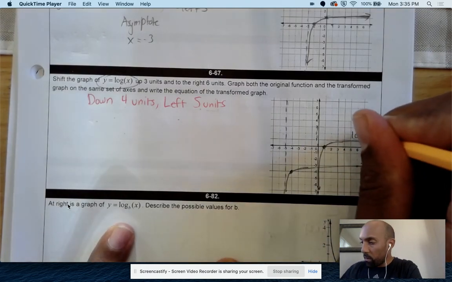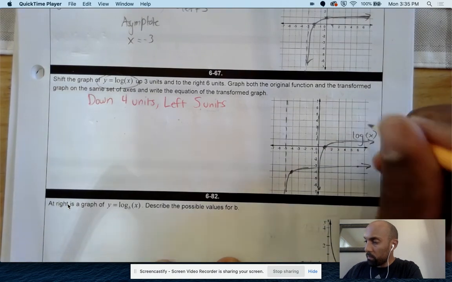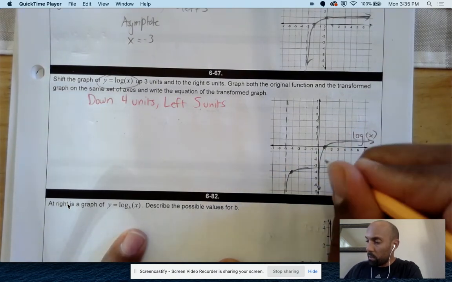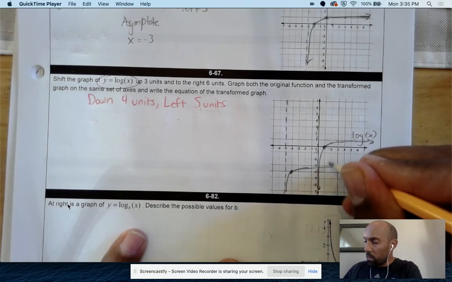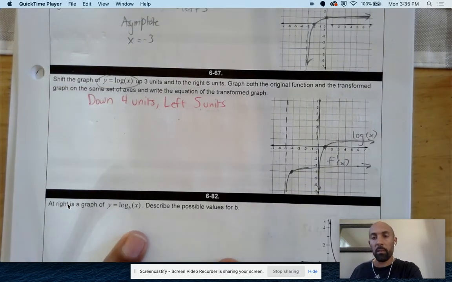So this is log x, and then this is the transformation. So we'll actually just say f prime at x.